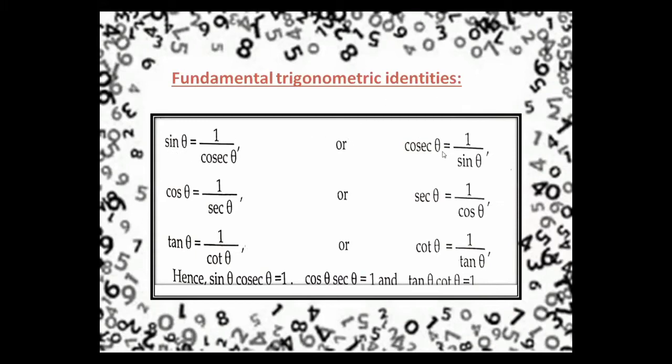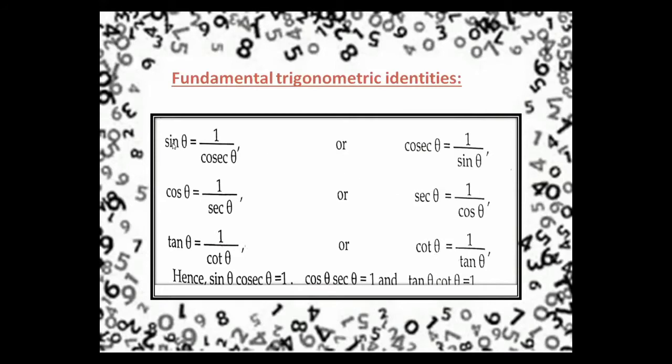Or we may write that cosec theta is the inverse of sine theta. So cosec theta is equal to 1 upon sine theta. Next, cos and sec are inverse of each other. So cos theta is equal to 1 upon sec theta, or we may write that sec theta is equal to 1 upon cos theta, because both are inverse of each other. Number third, tangent theta is the inverse of cot theta. So tangent theta is equal to 1 upon cot theta, or cot theta is equal to 1 upon tangent theta.